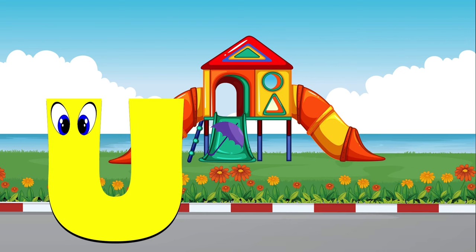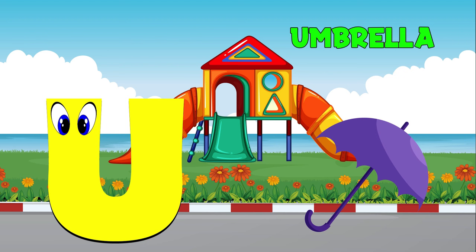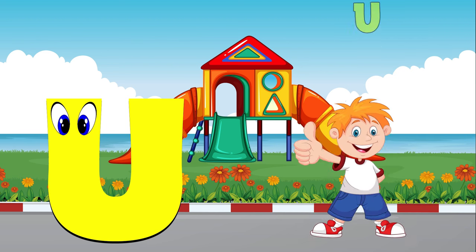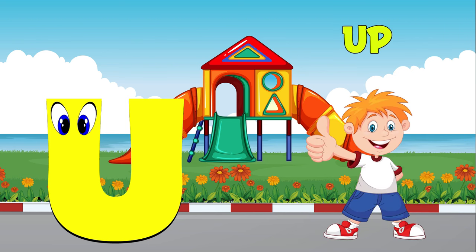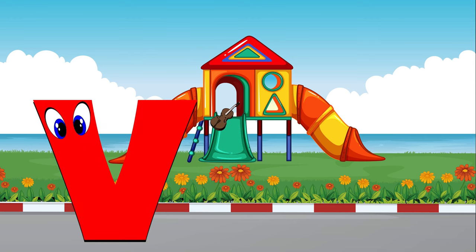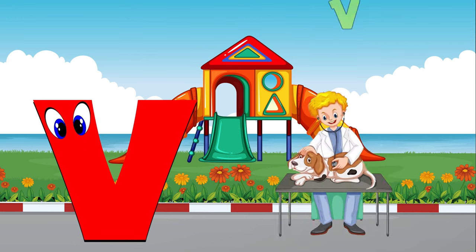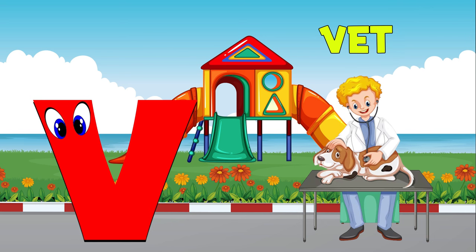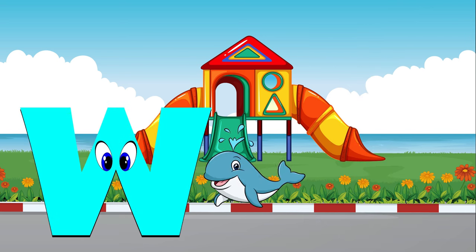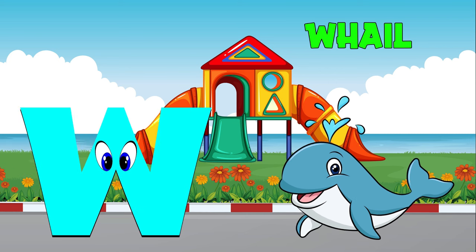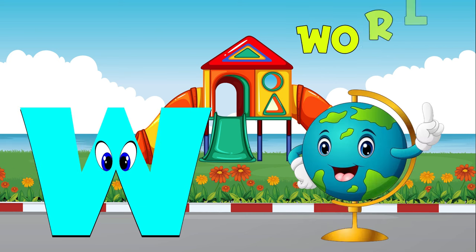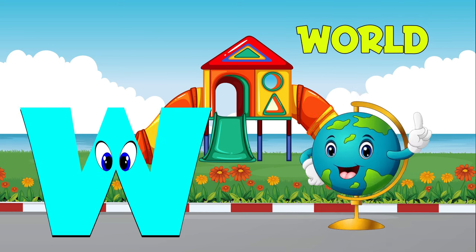U is for umbrella, umbrella. U is for up, up. V is for violin, violin. V is for vet, vet. W is for whale, whale. W is for world, world.